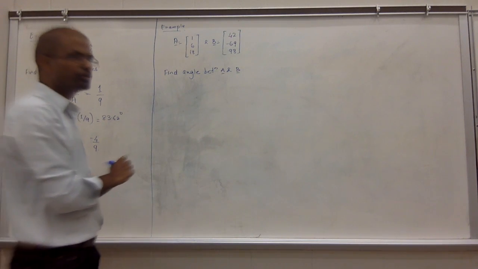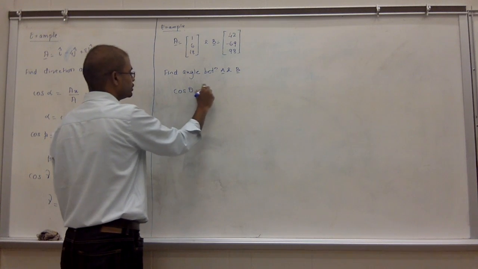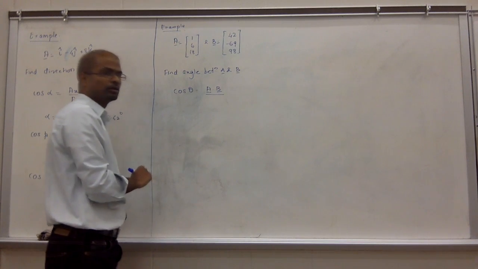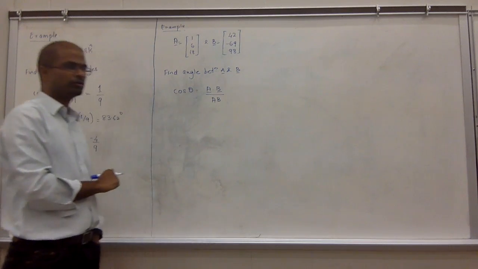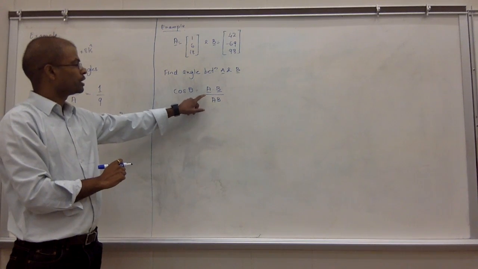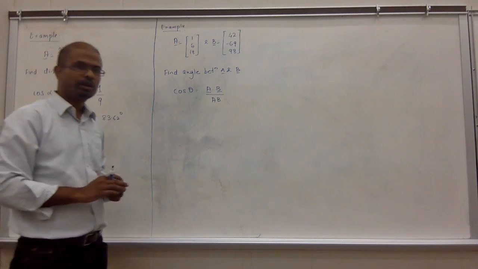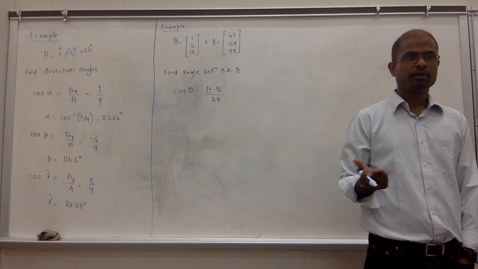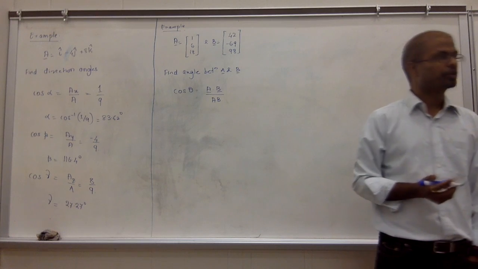Here you can simply use cosine theta is equal to A dotted with B divided by the magnitudes of A and B. Pay attention: two vectors cannot be multiplied. The only defined operations for two vectors are a dot product and a cross product. Don't try to multiply two vectors. You can add two vectors, and you can subtract two vectors.